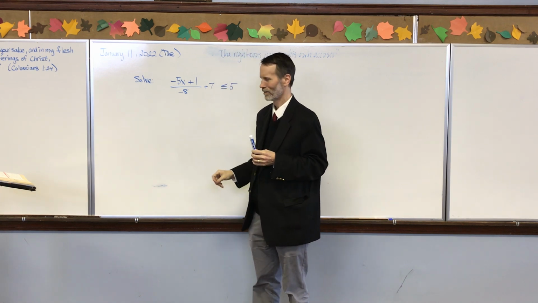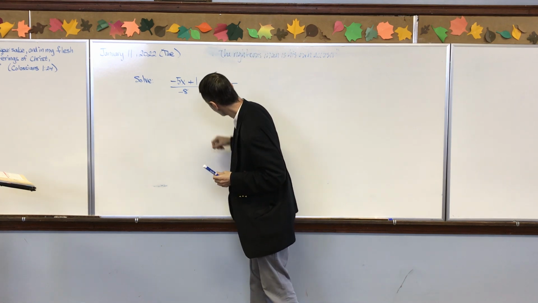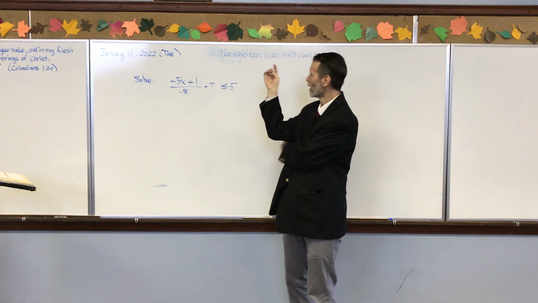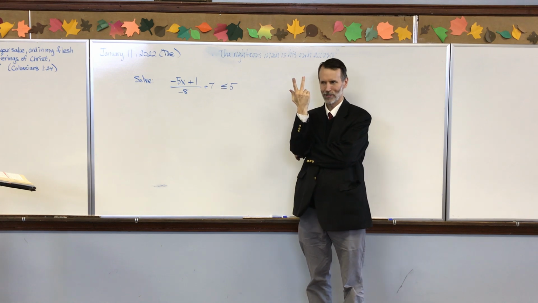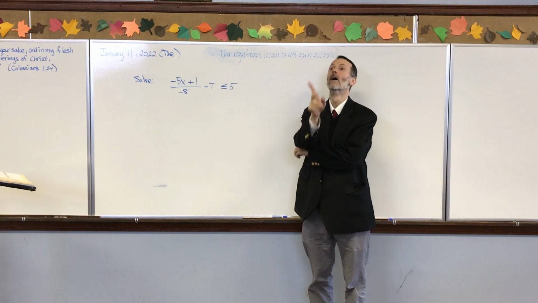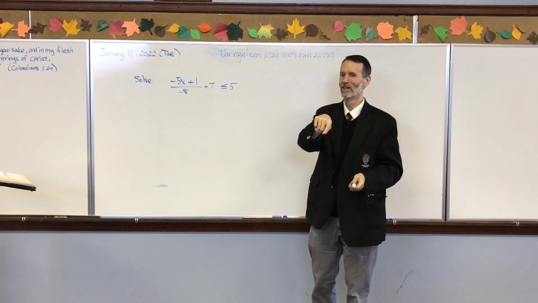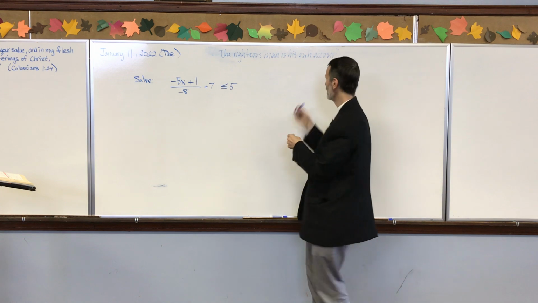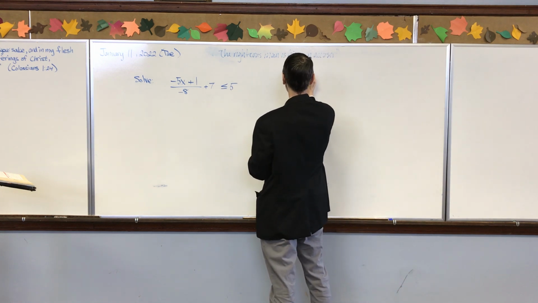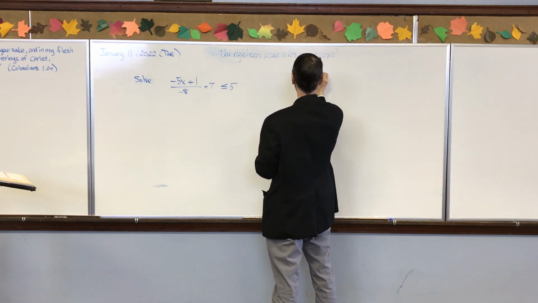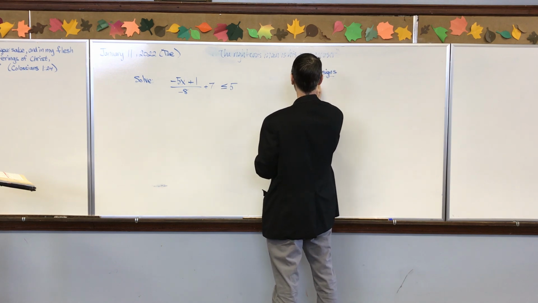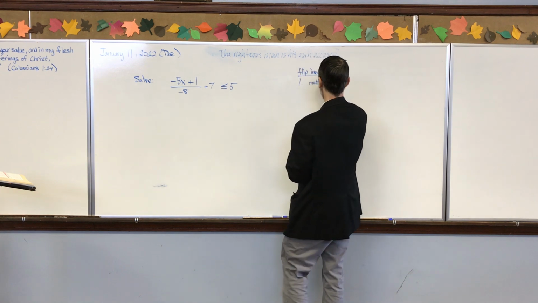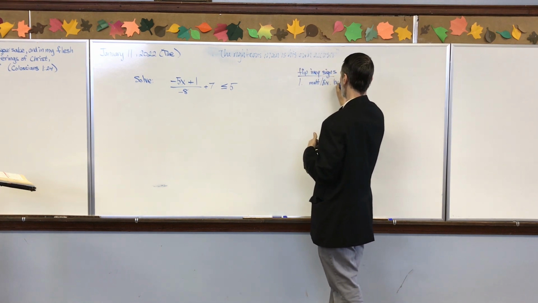One little caution though. Can anybody name the 4 things that flip inequality signs when you do it on both sides? Go. Dividing or multiplying by negative. Good. So the things that will flip inequality signs, there are 4 of them. The first is multiply or divide by a negative number.